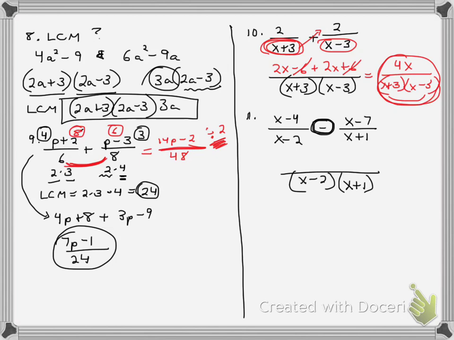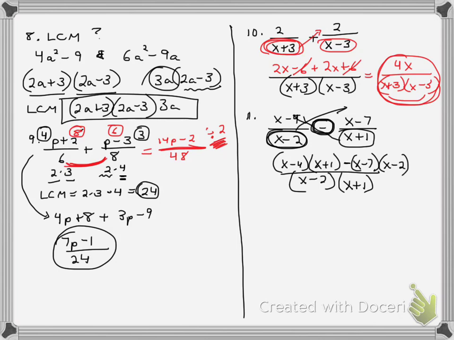So this will be the multiplier on the left-hand side. So it'd be x minus 4 times x plus 1. And the reason I'm telling you to write it out that way first is so I don't forget to distribute the negative sign. On the right-hand side, this will be my multiplier. So you'll get x minus 7 times x minus 2.